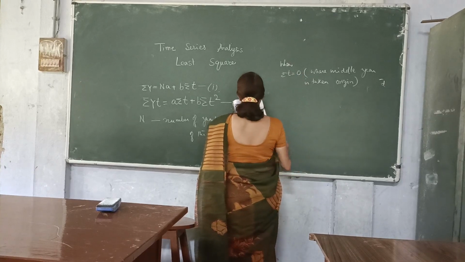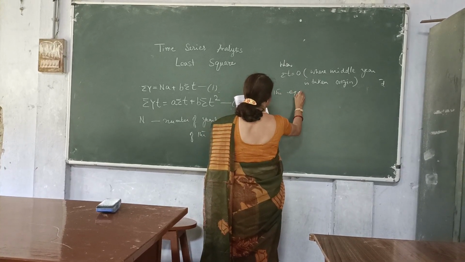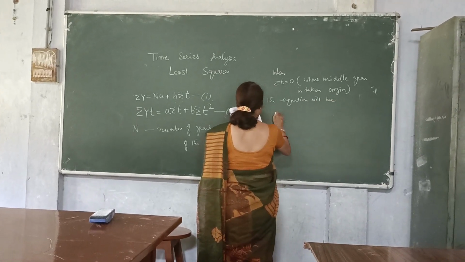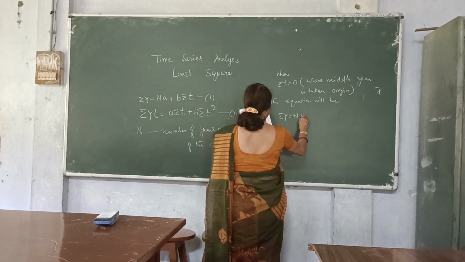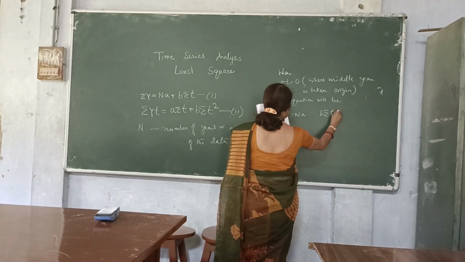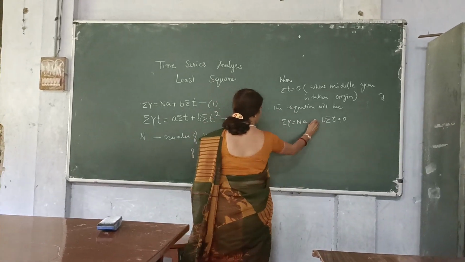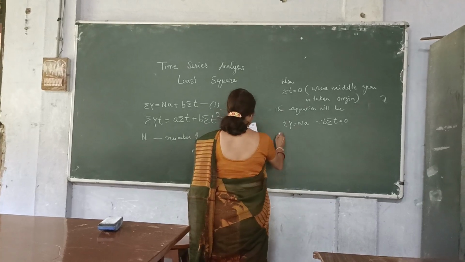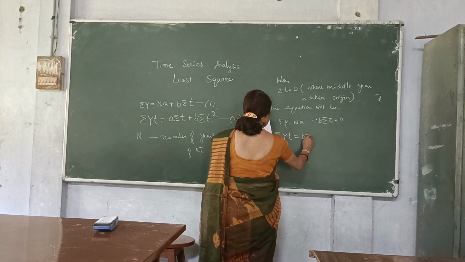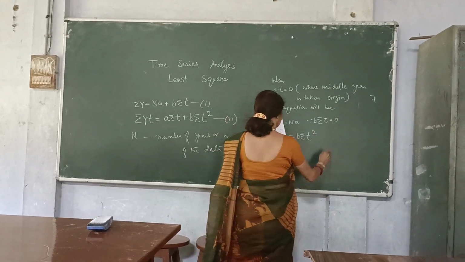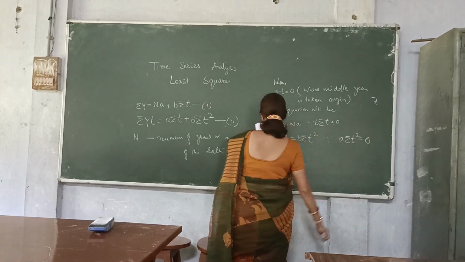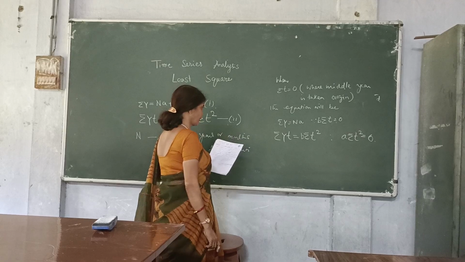When t equal to 0, the equation will be summation of y equal to na, plus b into summation of t equal to 0. Then summation of yt equal to b into summation of t square, plus a into summation of t equal to 0.